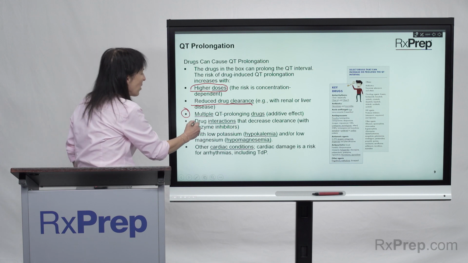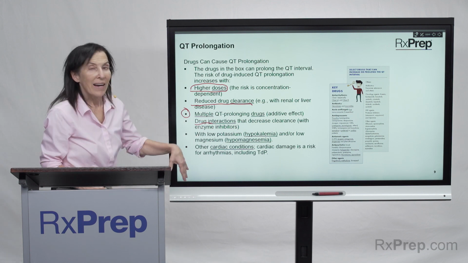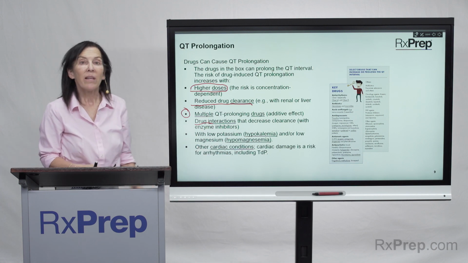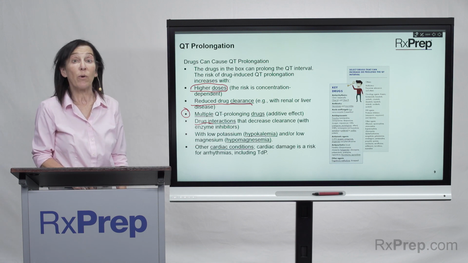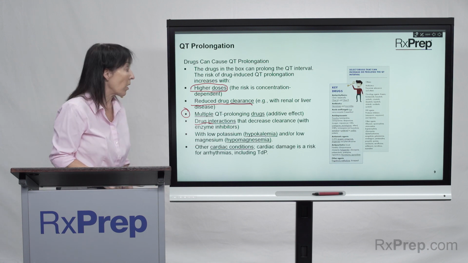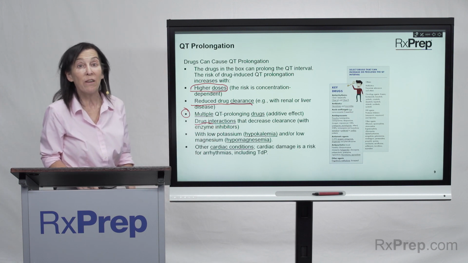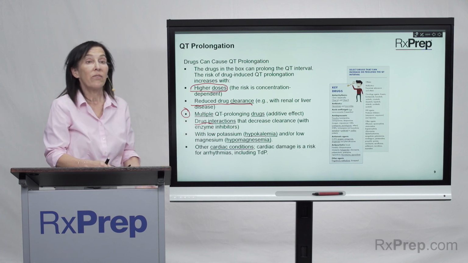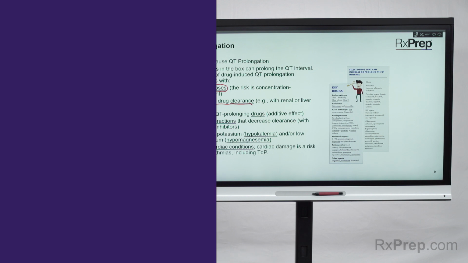Now, drug interactions can cause decreased clearance if you have an enzyme inhibitor that knocks out the ability of the CYP450 enzyme to clear the drug, or an inhibitor of the P-glycoprotein efflux pump. If the drug cannot be pumped out, then the concentration in the body goes up.